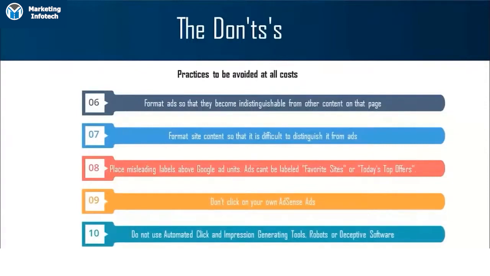Do not use automated click and impression generating tools like robots or deceptive software. Believe me, guys, there are a lot of these black hat things available in the market. Do not try to use that. You know Google is the big daddy, they will definitely know if you are using some of these automated processes, and you will be banned forever.